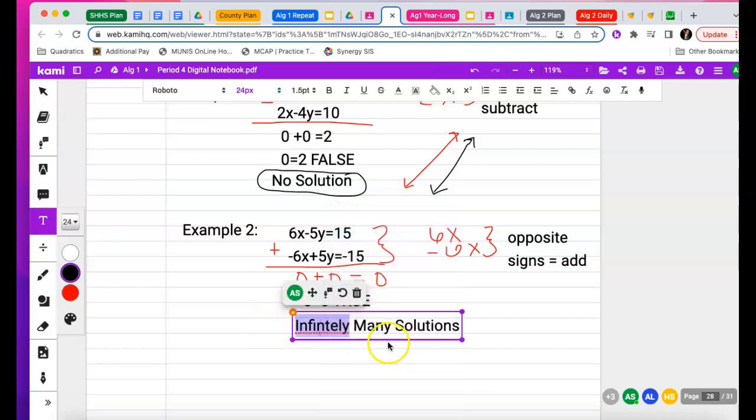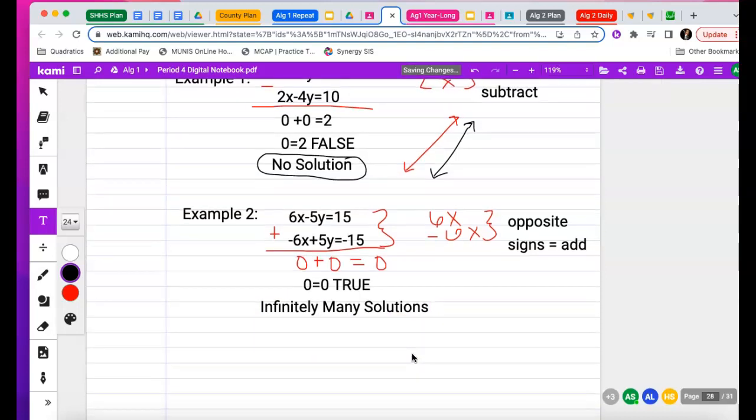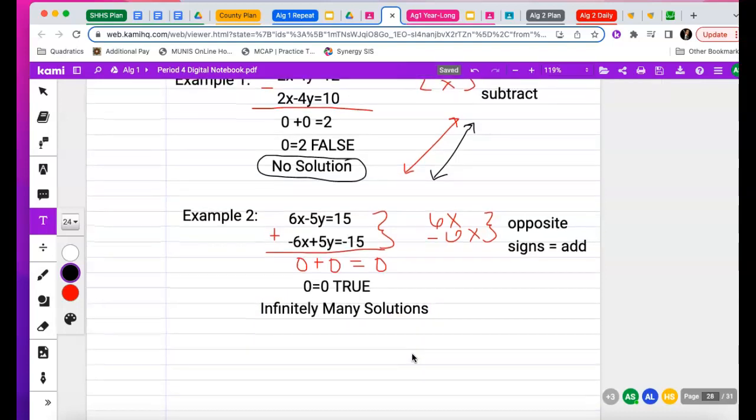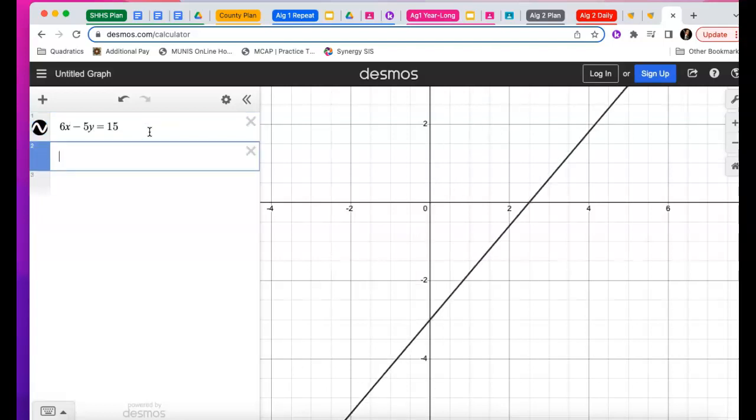So those are our two special cases. If we get a true statement, we have infinitely many solutions. And we're going to look at what this would look like graphically, just to review. So I can type in my two equations. 6x minus 5y equals 15. Negative 6x plus 5y is equal to negative 15.